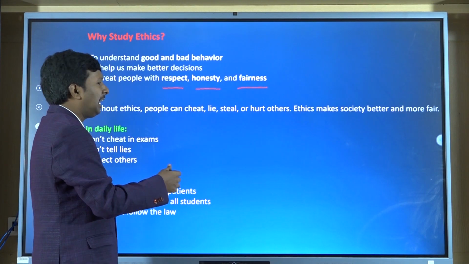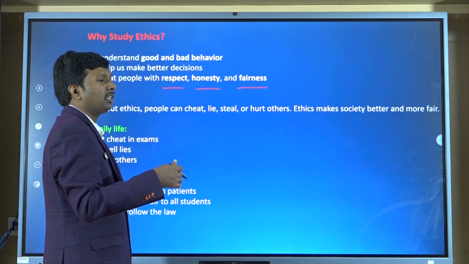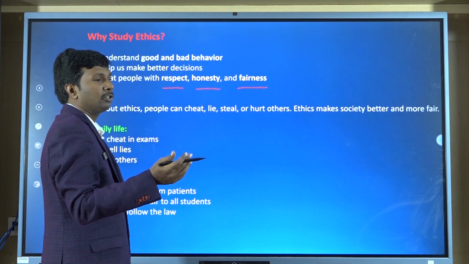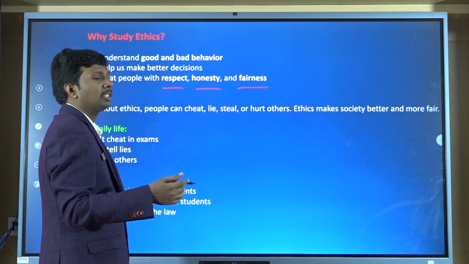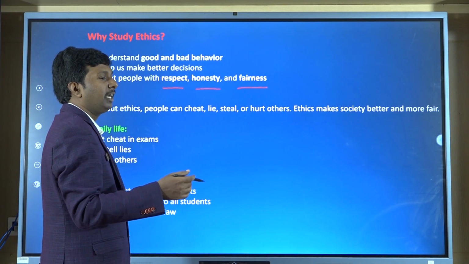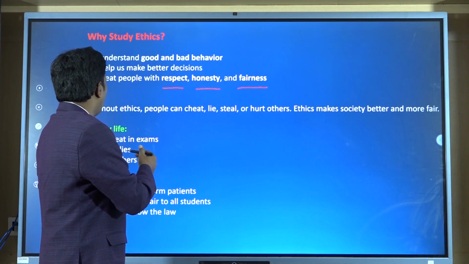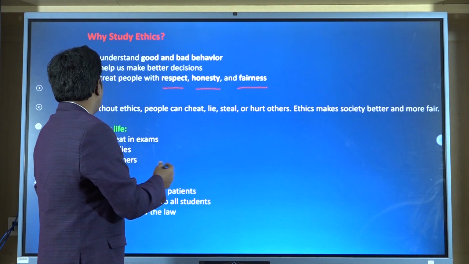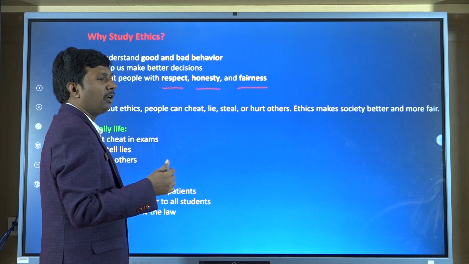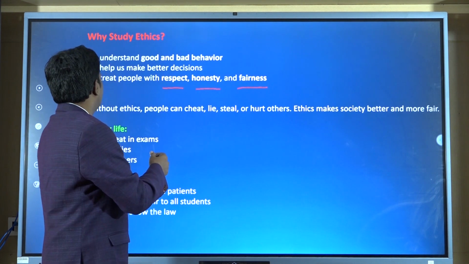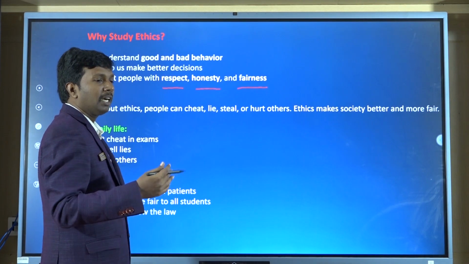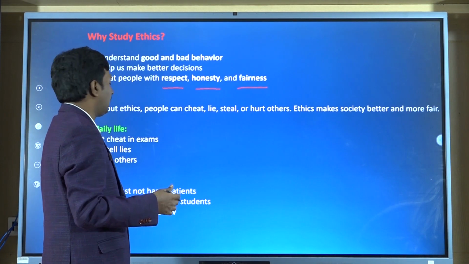And in our daily life, what are the examples of ethics? Don't cheat in exams. You see some students cheating by writing in the exam hall. Also, don't tell lies. Many people tell lies. And respect others, we have to respect each other. These are daily life examples. We should not cheat in exams, and we should not tell lies.